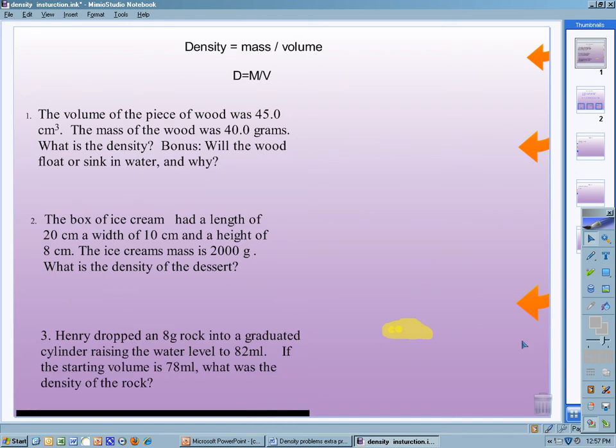Take a second and look at our third problem. Henry dropped an 8-gram rock into a graduated cylinder, raising the water level to 82 milliliters. If the starting volume is 78, what was the density of the rock? Pause the video, solve the problem.